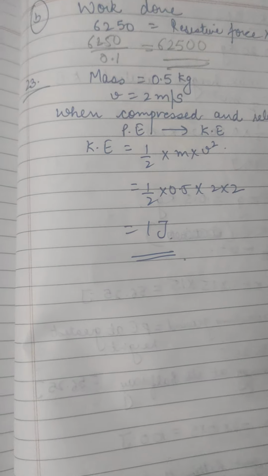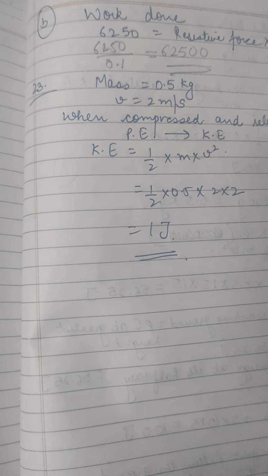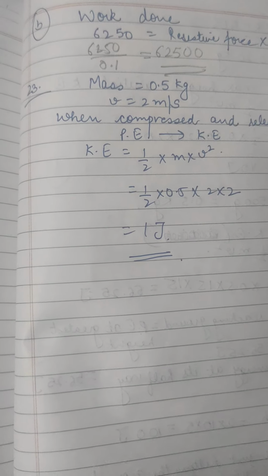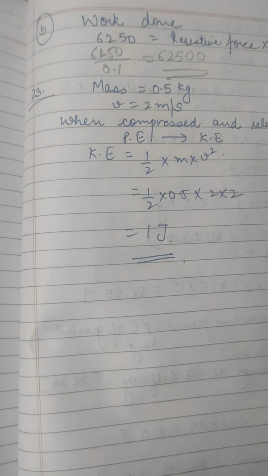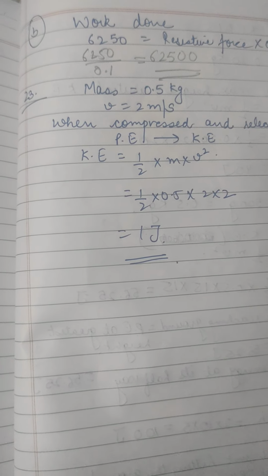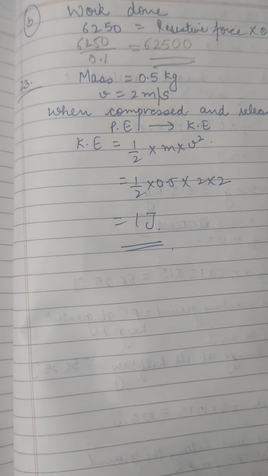Okay. 23rd question we are having. A spring is kept compressed by a small trolley of mass 0.5 kg. You can see the question in the book. A trolley of mass 0.5 kg lying on a smooth horizontal surface. When the trolley is released, its speed is found to be 2 meter per second. What potential energy did the spring have when it was compressed?